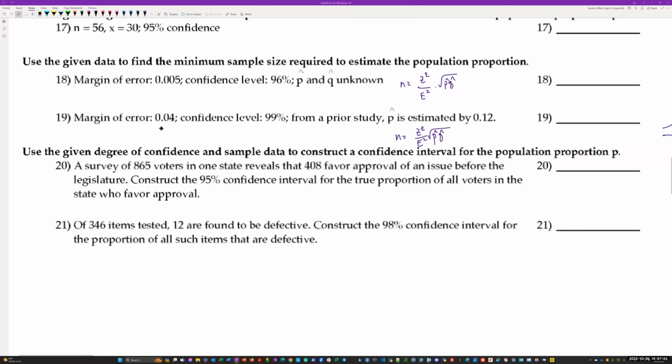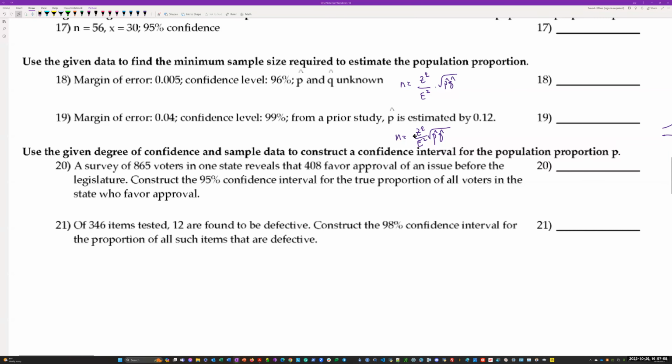No, you already said that 0.04 is this part squared, right? P hat is obvious. They told you what P hat is. It's 0.12, right? Q hat, you should be able to tell me what that is. What is it then? 88%, right? If this is 12, the other one's 88. Is that correct?